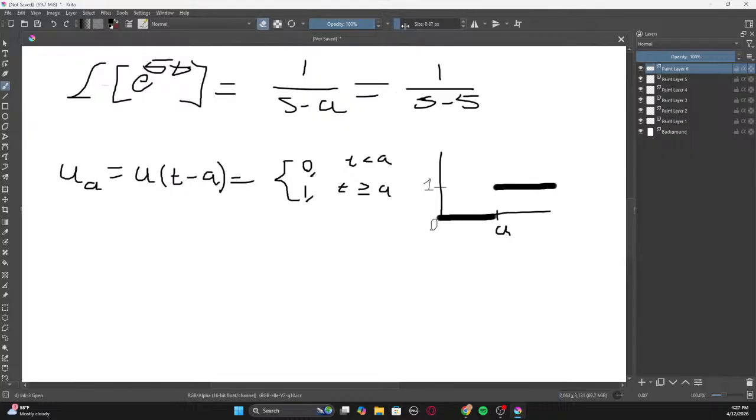And then there'd be like an empty circle here, because it kind of approaches. Any value less than a is 0, any value over a, the function is equal to 1.